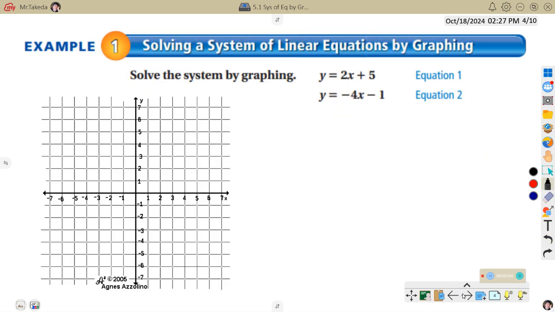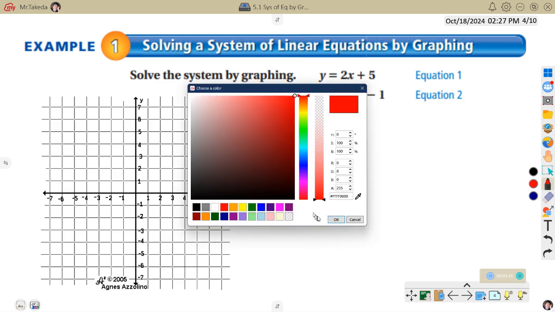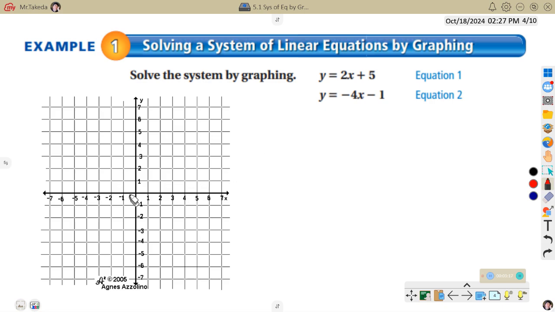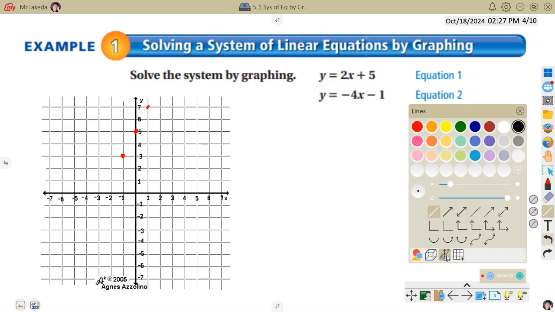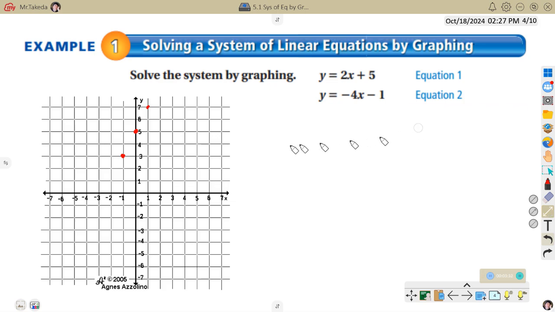Okay, so the first example here, we're going to solve this system by graphing y equals 2x plus 5 and y equals negative 4x minus 1. We know how to graph these things. y equals 2x plus 5. My y-intercept is 5. My slope is 2. I'm going to go up 2 over 1. I'm going to go down 2, negative 2 vertically, negative 1 horizontally. But just to spread those out a little bit, the further spread apart they are, the more accurate my graph is going to be.